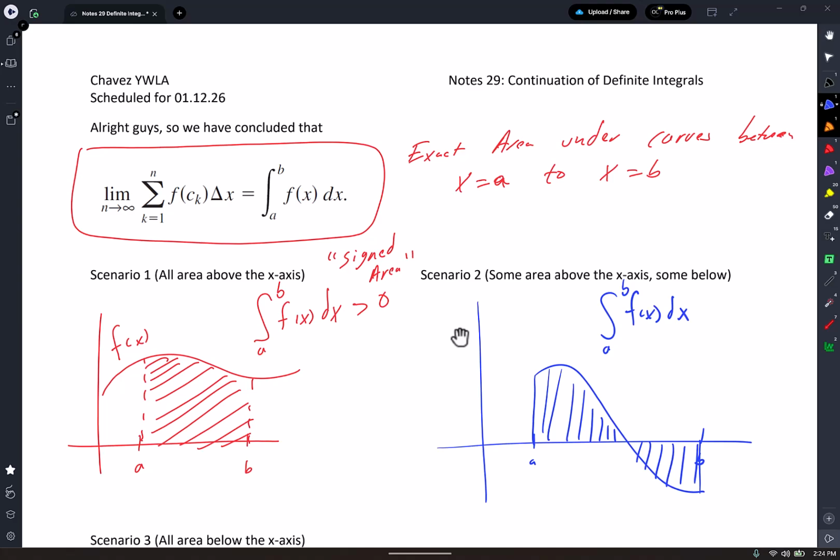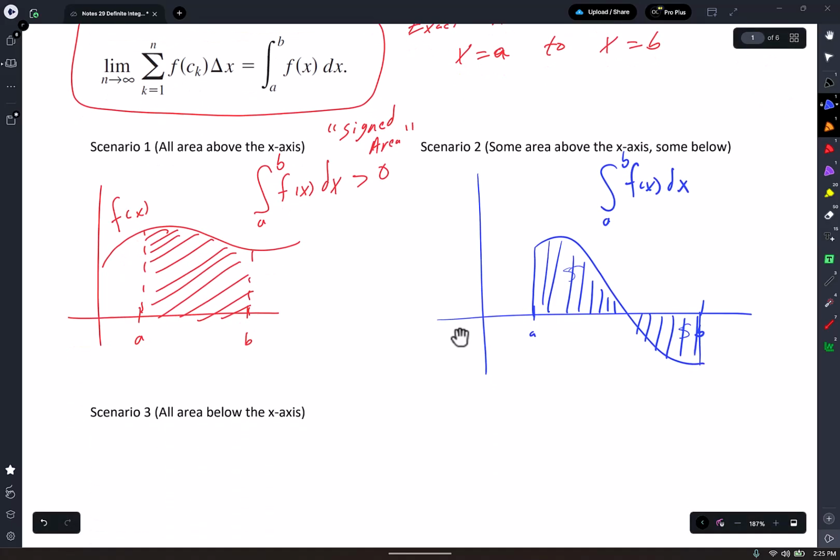And if there's the same amount of area above the x-axis as below the x-axis, then the signed area would be 0. Because this is signed area. So if this area here above is 5 and this area below here is 5 as well, the integral from a to b is going to cancel each other out. I have 5 above, I have 5 below. 5 plus negative 5, 0. You know what I mean? You sure? Okay.